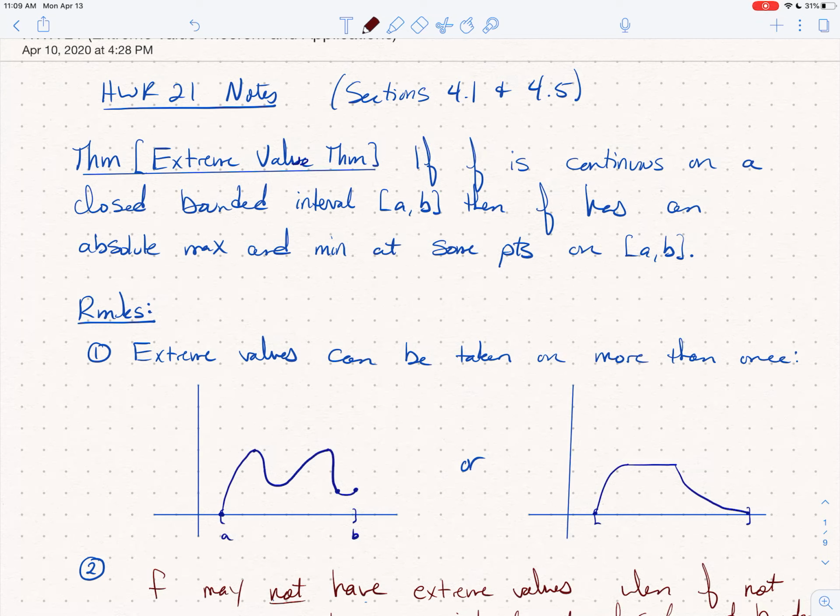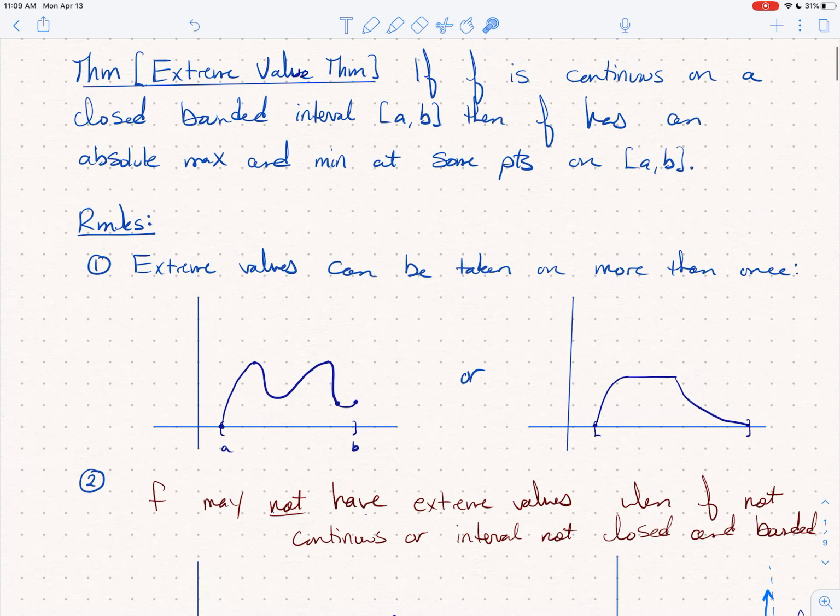These extreme values might happen more than one place. This theorem is not saying there's a unique point where the absolute max occurs. It's saying there's at least one point. There are some points where the absolute max and the absolute min occur. So for example, here's a function where the absolute max, right here, this y value, actually occurs 2 times.